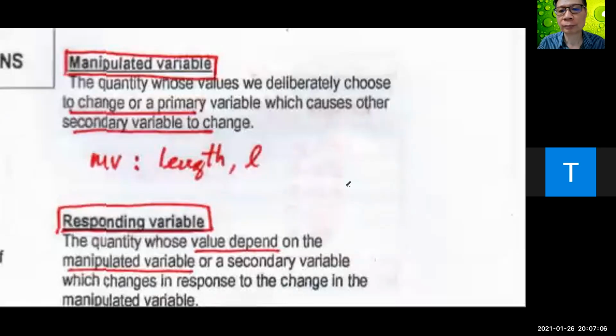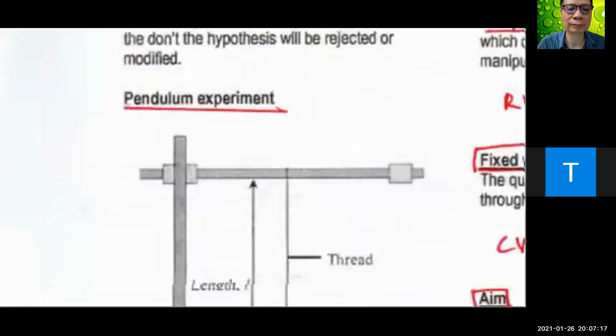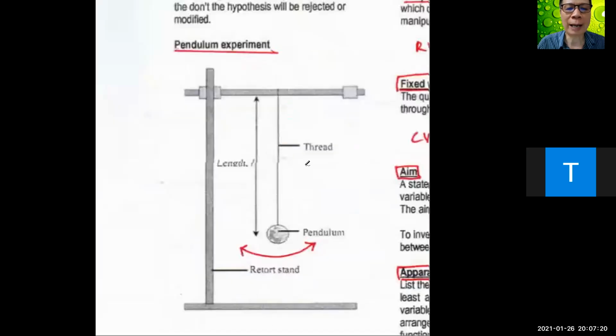If manipulated is length, then the responding variable is what? In that particular experiment, the one we control is the length of the thread. Then responding is what? Look at this experiment. We are manipulating the length of the thread. The time taken of the oscillation of the pendulum. Yes, correct, very good. Manipulating the length, you control the length of the thread, maybe you start with 30 cm, then lengthen it to 40, 50, 60, 70, longer and longer, right?